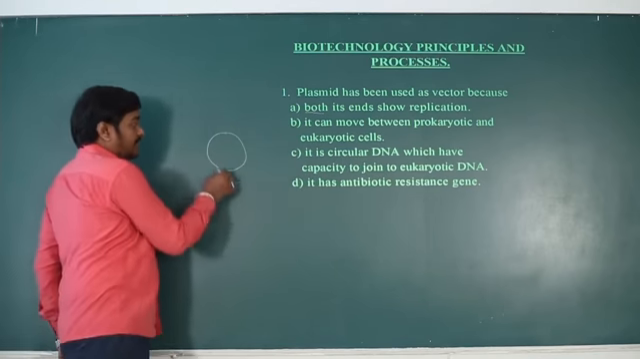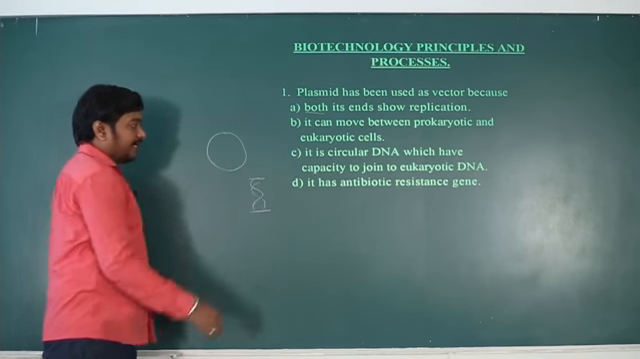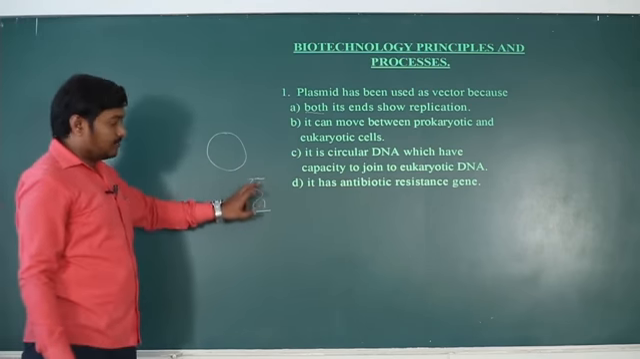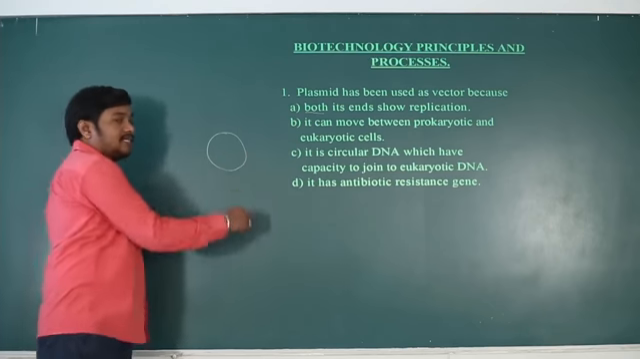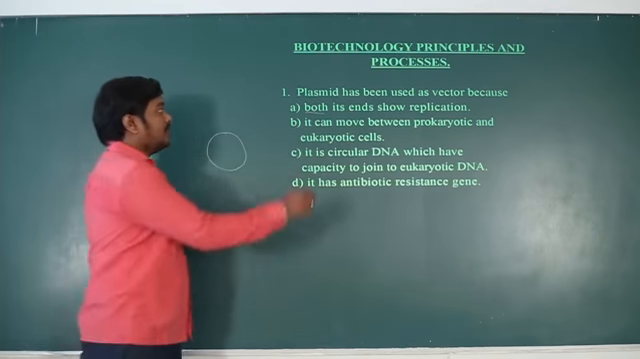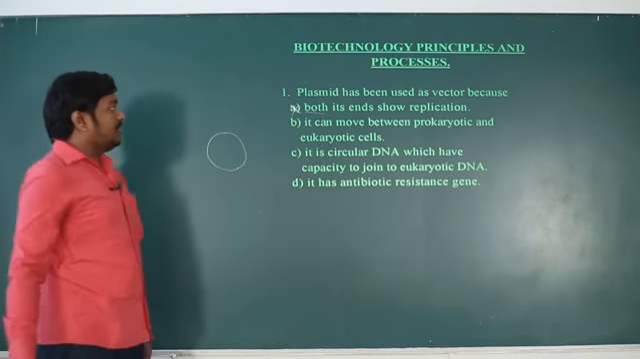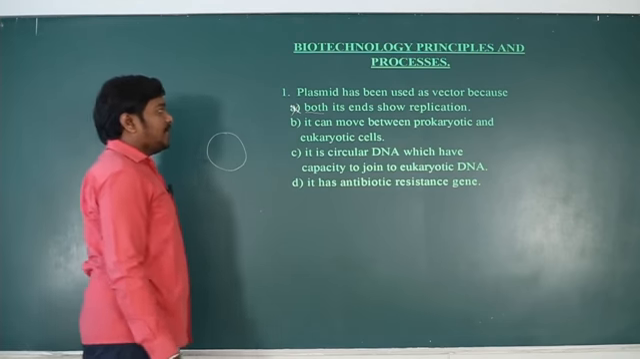Okay, so it is circular DNA, but eukaryotic DNA is linear. So eukaryotic DNA has cut ends. They can be said to have both ends, but you cannot use the same term for plasmid since it doesn't have both ends. Okay, so it is not the right option. Next option: it can move between prokaryotic and eukaryotic cells.